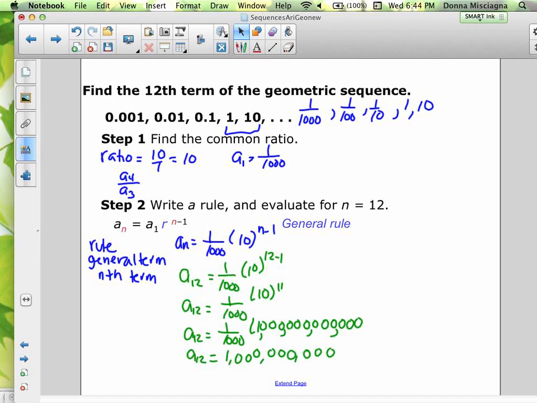Okay. All right. So rules aren't too difficult to write once you've found your common ratio and your first term. And then plugging in, it's a matter of just raising to a power and then multiplying. All right, let's look at the next one.